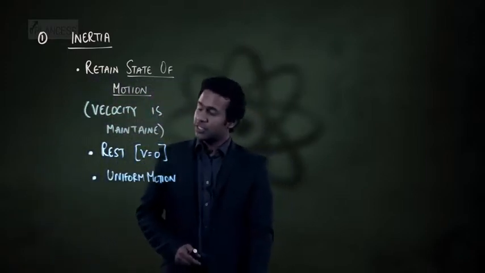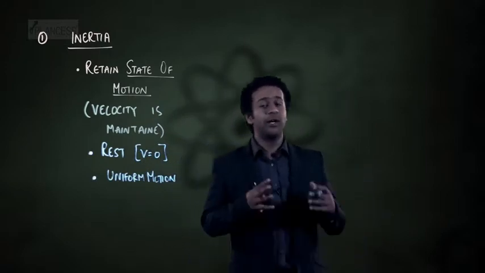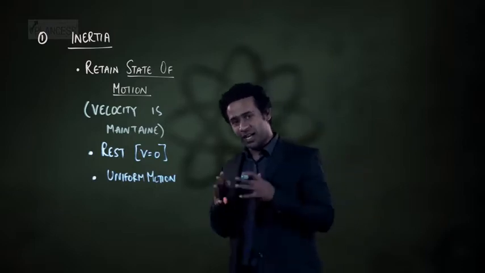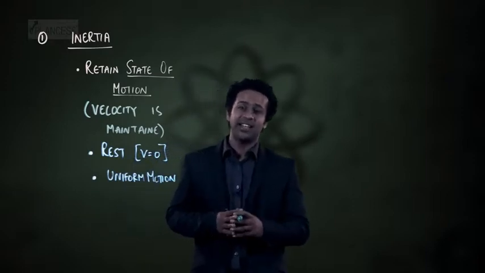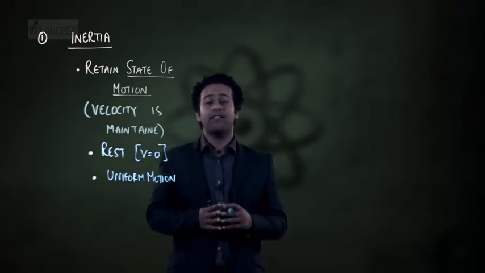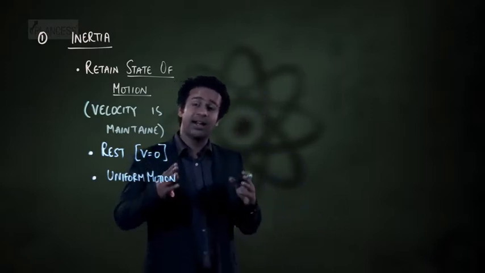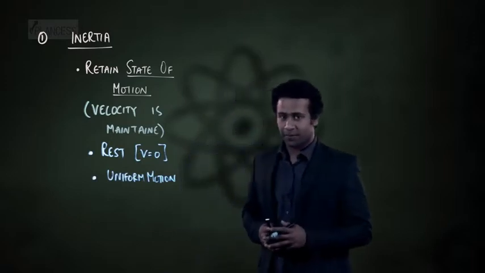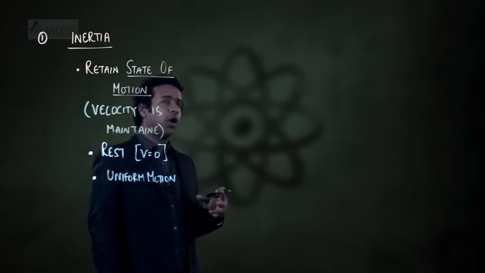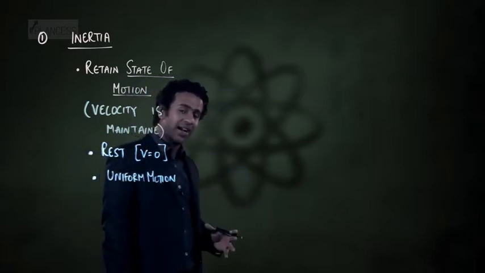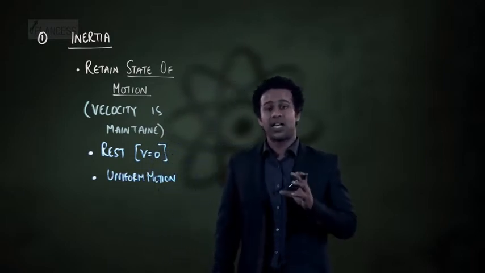Right. So the first law tells us that matter has this property which is called inertia, and due to this property it maintains its state of motion. So what this essentially means is that if a particle is at rest, it will stay at rest, and if a particle is moving with uniform velocity, then it will continue to do so until and unless some force acts on it. Right. So let's see what this means. First of all, the most important thing here is to understand that constant velocity means that the speed as well as direction must be maintained.